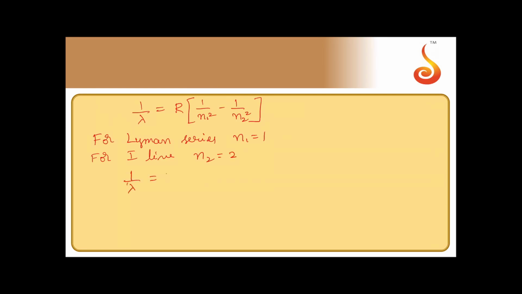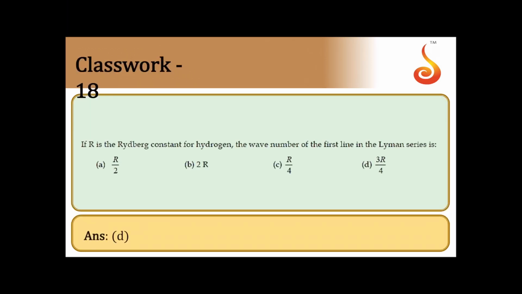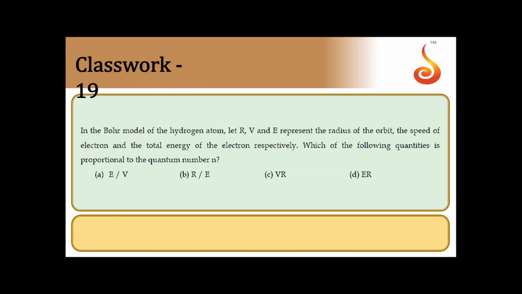So if I substitute that, 1 by lambda is equal to R into 1 by 1 minus 1 by 2 square, which is 4. So that turns out to be 3 by 4. So 3R by 4. So this will be the wave number. That is option D. 1 by lambda is only wave number. Okay, proceeding further.